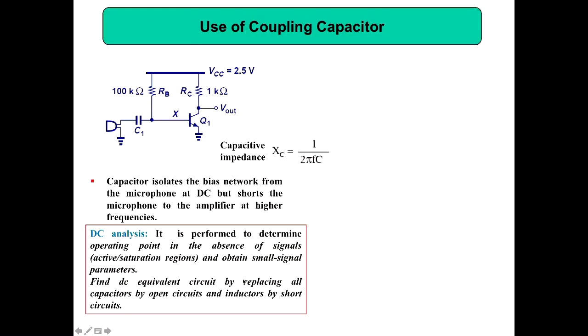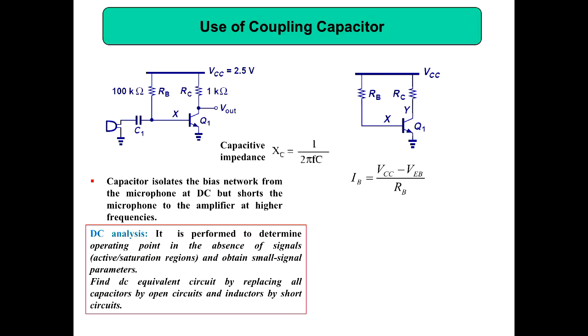Find the DC equivalent circuit. When you do DC analysis, the rule is to find the DC equivalent circuit by replacing all the capacitors by open circuit and inductors by short circuit. So this is kind of the opposite of the small signal model. In the small signal model, you short all the capacitors. Here you keep all the capacitors open, and inductors you short. So in this circuit, if you want to do DC analysis and do the same thing, you are getting this circuit, because you are keeping the capacitor open, because that is the rule. Then you can write down the equations.